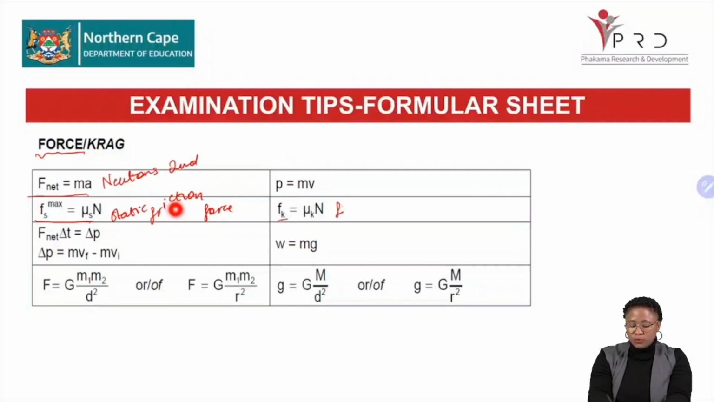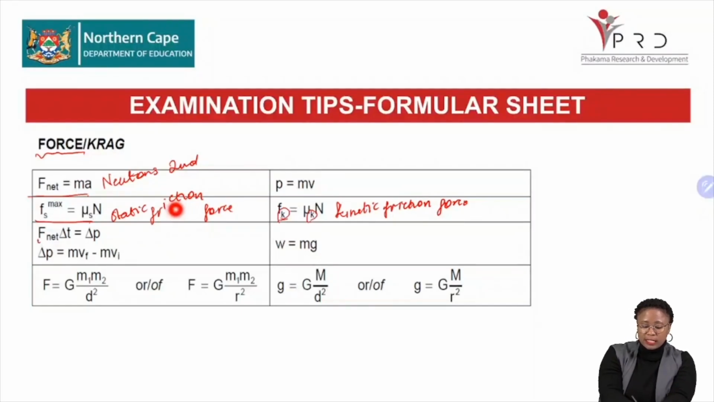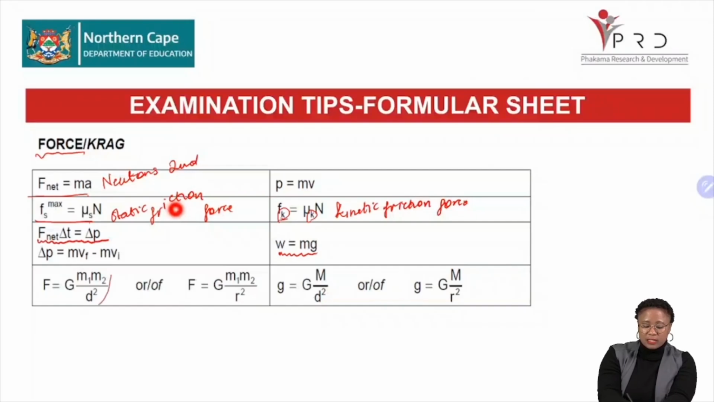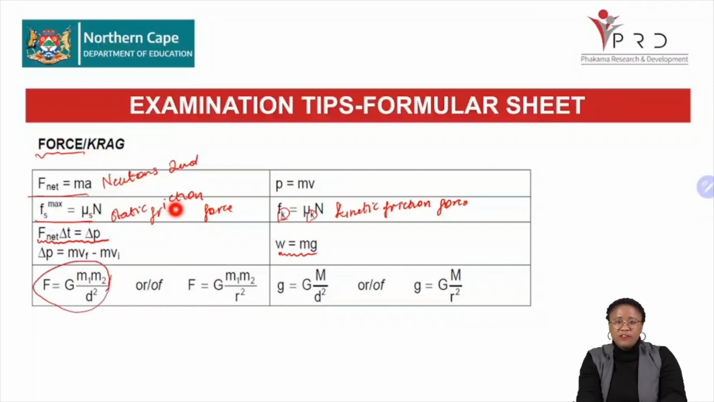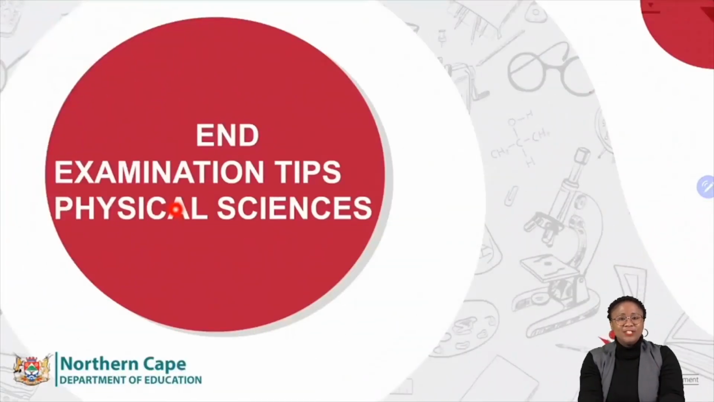So this formula will be used to calculate the kinetic friction force. Use the correct symbols. Do not leave out the subscript when you copy the formula from the data sheet. Also Newton's second law in terms of momentum, that formula, and then we know that weight, or Fg, is equal to mg, and then that is the formula for the universal law of gravitation. Now, all these formulas, you need to know how to use them and copy them as they appear from the data sheet. Now we have come to the end of our exam tips.